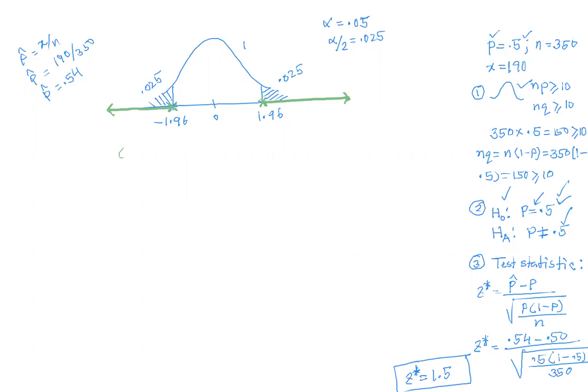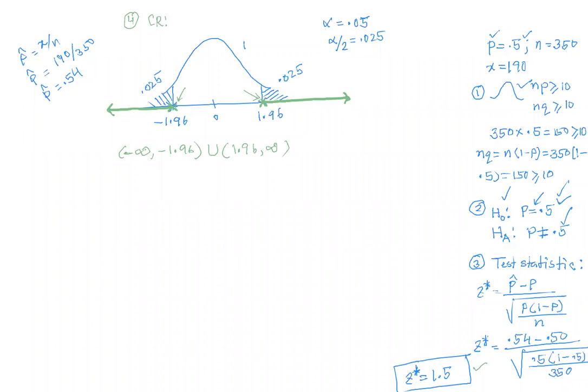So first critical region starts at negative infinity. It goes to negative 1.96, which is this point. You union it with the other interval, which is 1.96 to positive infinity. By the way, this is step number 4, critical regions. These regions in combination with Z star value will determine whether you reject the null hypothesis or not.